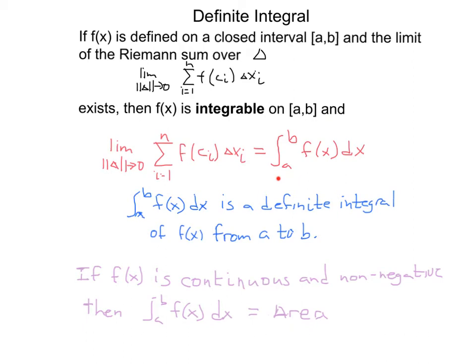That is read as the integral from a to b of f of x dx. The integral from a to b of f of x dx is the definite integral of f of x from a to b. And if f is continuous and non-negative, then this definite integral will represent the area between the curve and the x-axis. It's important to remember here that this limit is equal to that definite integral.